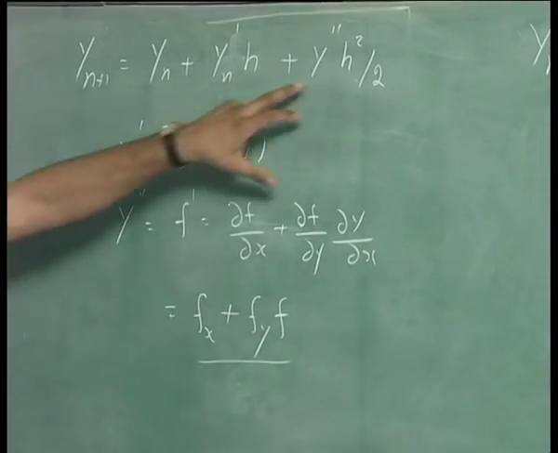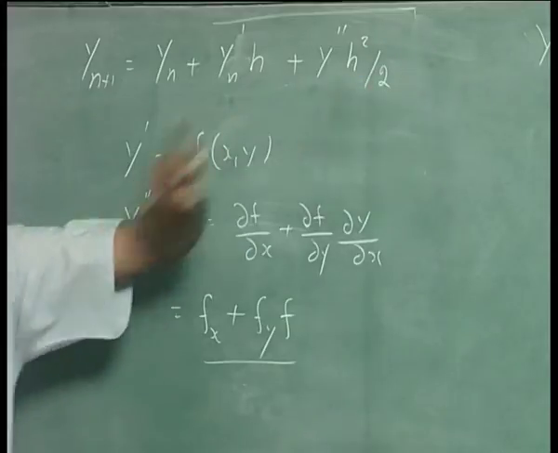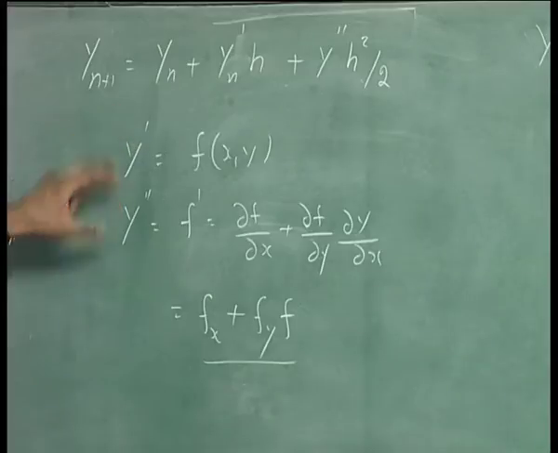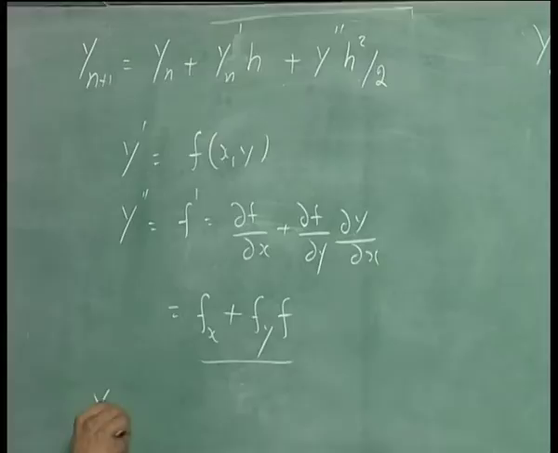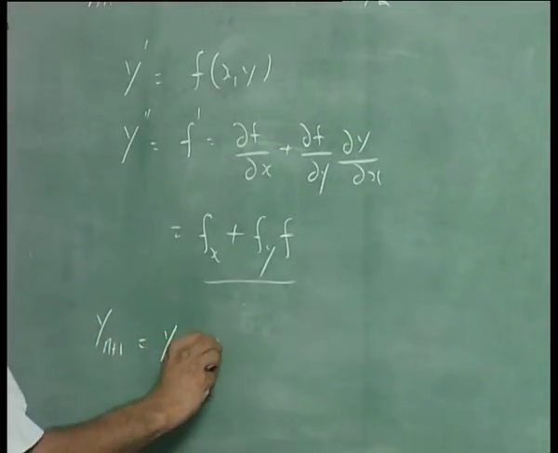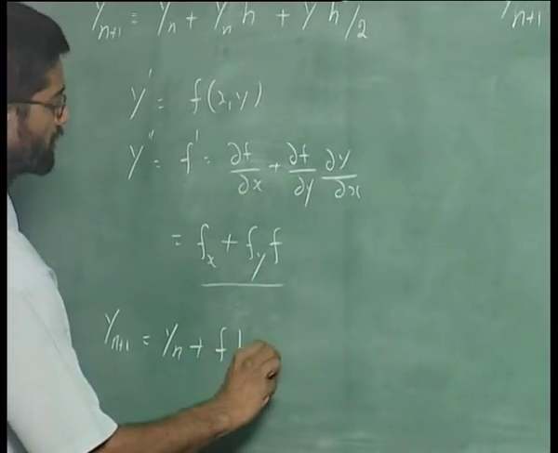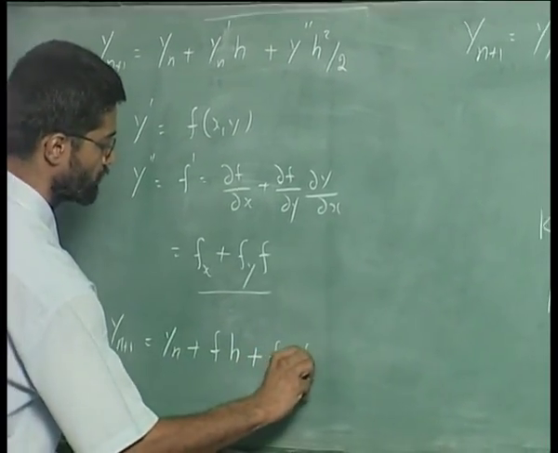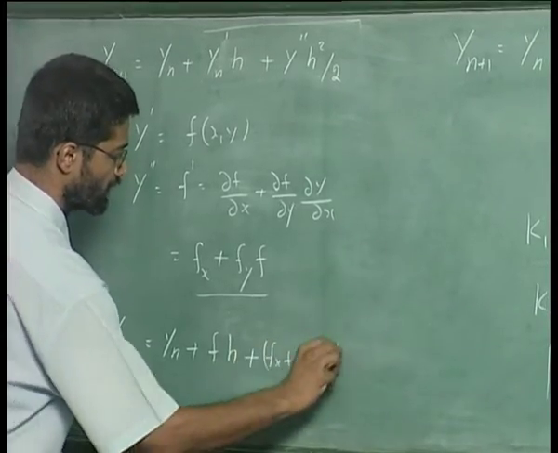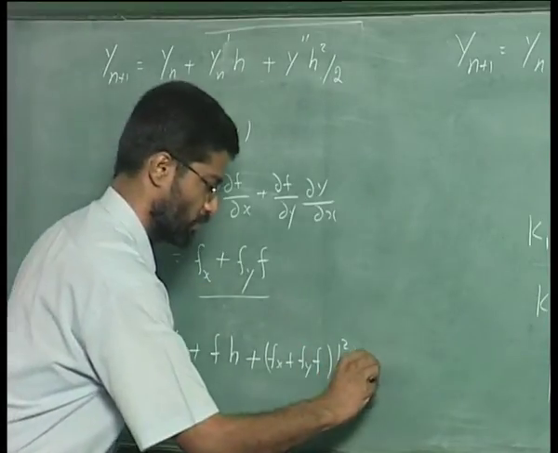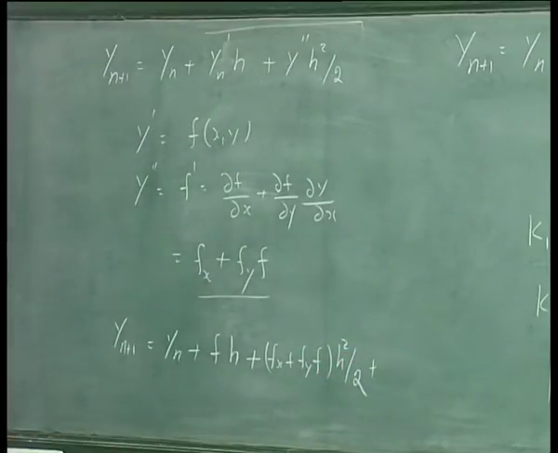Okay, so I can substitute that here, and then I have some order h cube term in this equation. So I can write this up to order h squared as y_{n+1} equals y_n plus f times h, since y_n prime is f, plus (f_x plus f_y times f) times h squared by 2. Now similarly I can write the next term, which is of the order h cube term. So that's been summarized here.